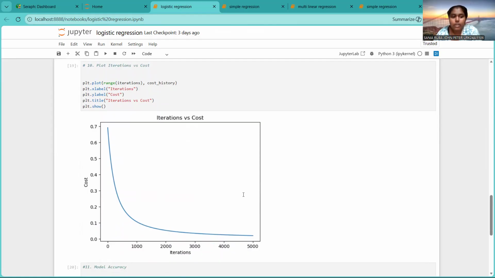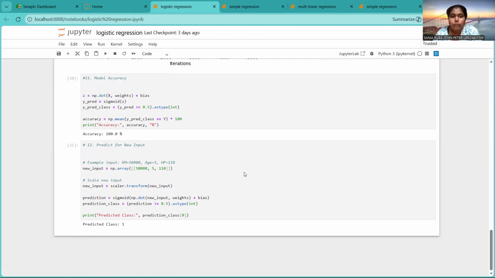Then we calculate accuracy. After training, I have to check the accuracy of my model. So I use this converted probability, and I have checked this. The accuracy is 100%. And now I'm going to print a prediction for a new value. I gave kilometers with an age of 5 years and the HP, and my predicted car is an expensive car, so its price is high.